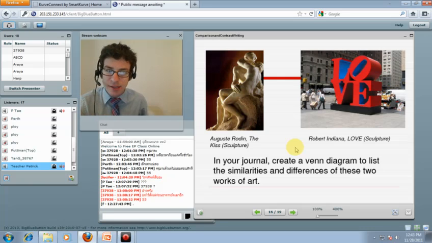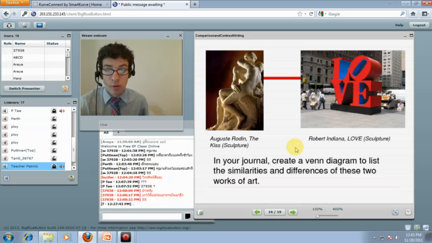What is similar is a little harder. It's very simple. They're both about love. They're both sculptures. Because those two things are simple and obvious, let's focus more on the differences. Okay, so first, the Rodin, The Kiss, has two people kissing. And the love is just the word love spelled out.